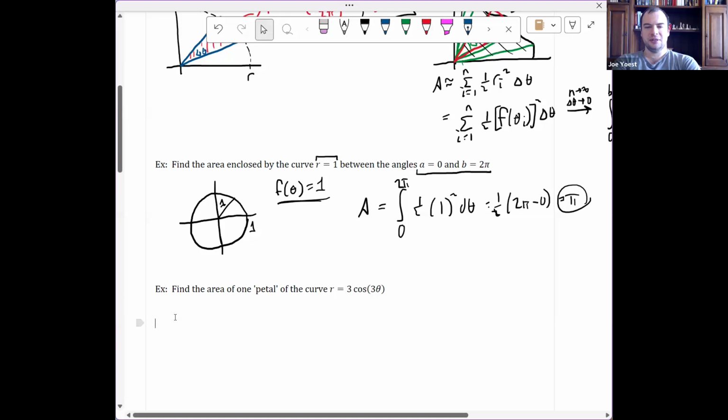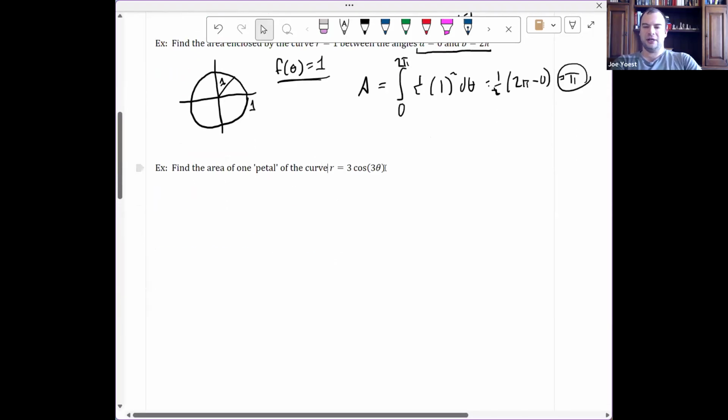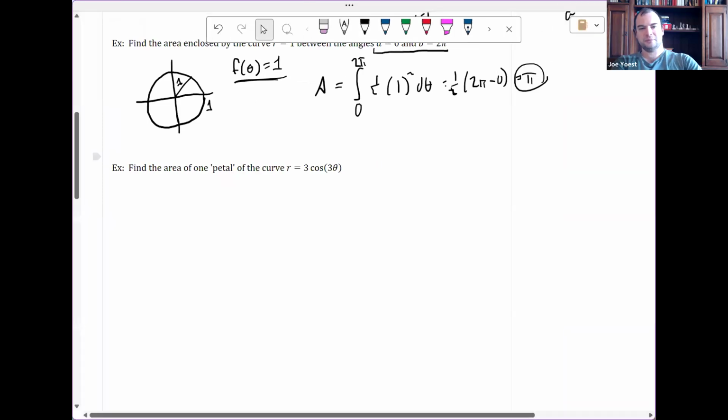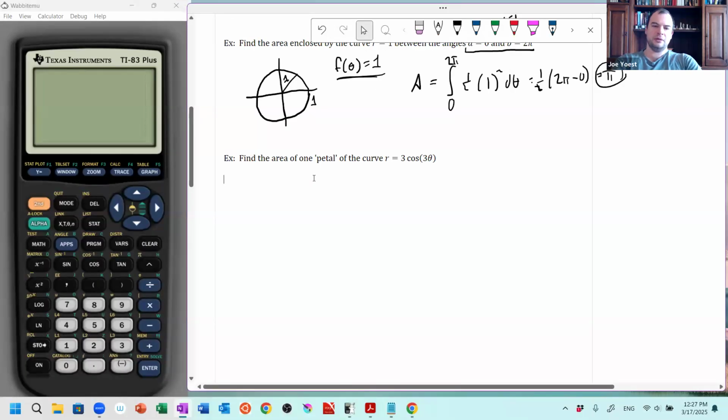All right, let's take a look at something a little more complicated. We have a curve here, r equals 3 cosine 3 theta, and I want to look for the area of one petal, so to speak, of this curve. It's not even super clear what I mean by the word petal. So let me change my screen share here, and let's take a look at the graph of r equals 3 cos 3 theta.